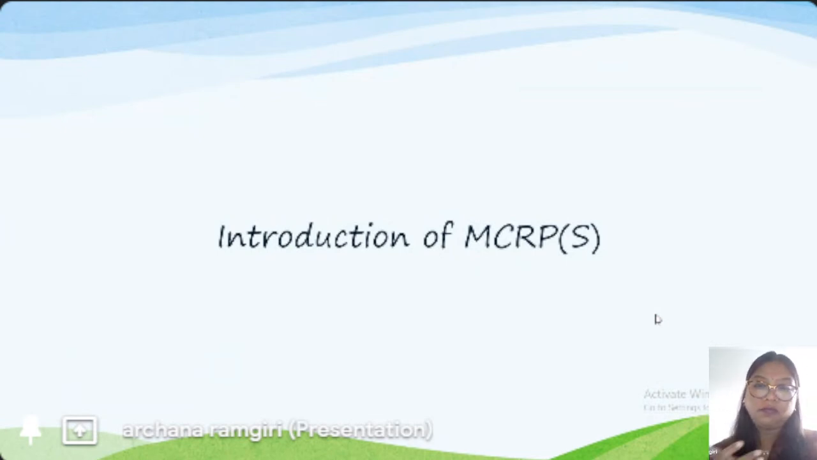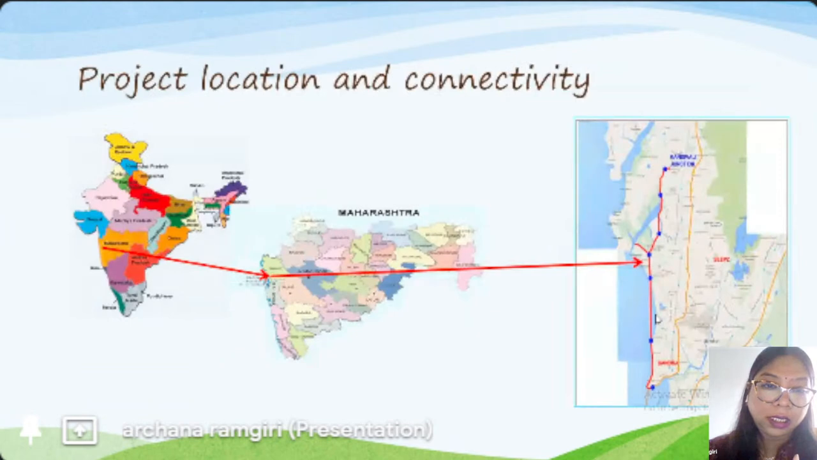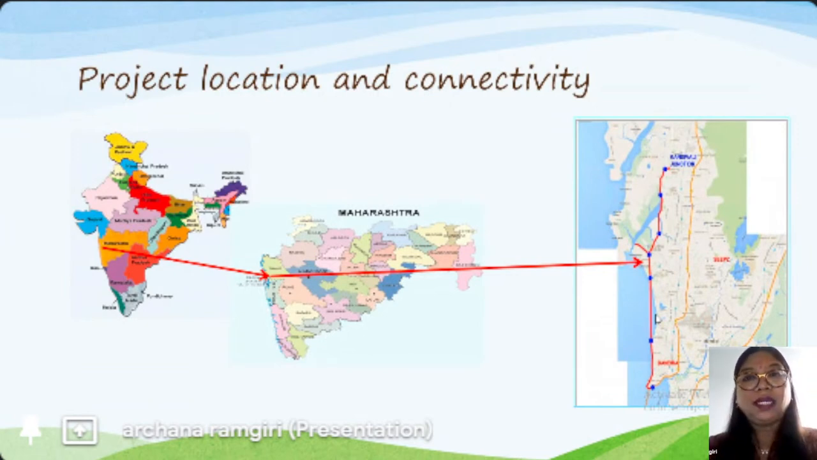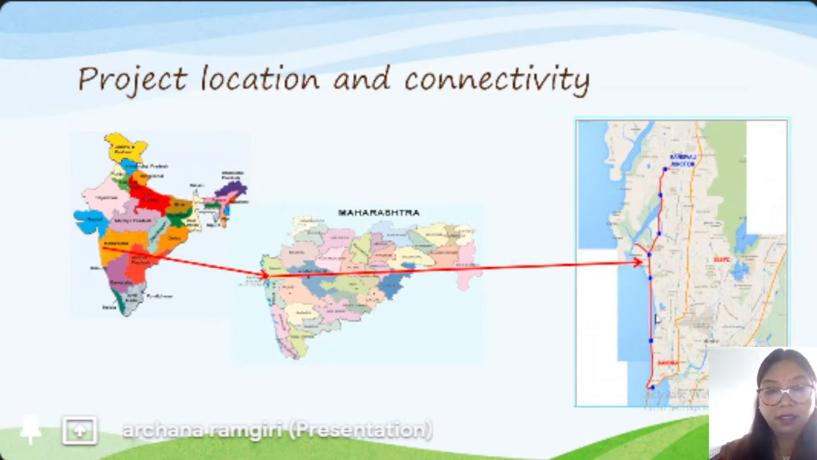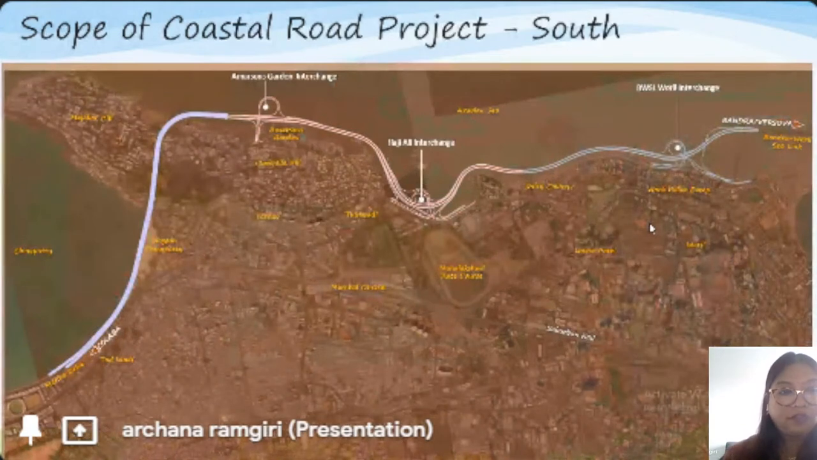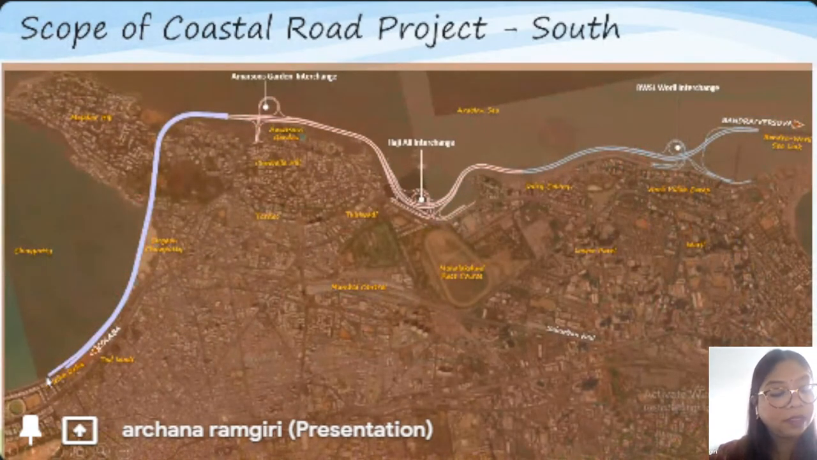So now we will go to our case study, the Mumbai Coastal Road Project. I'm glad to inform you that it is one of the very prestigious projects of BMC. This is the location and connectivity of the project. It is located on the south side of Mumbai city and connected to the Worli-Bandra Sea Link project. The scope starts from Marine Line, that is Princess Street Flyover, and comes up to the Worli-Bandra Sea Link.